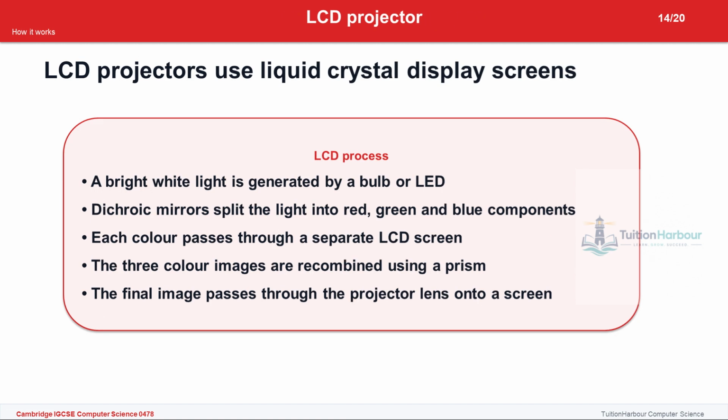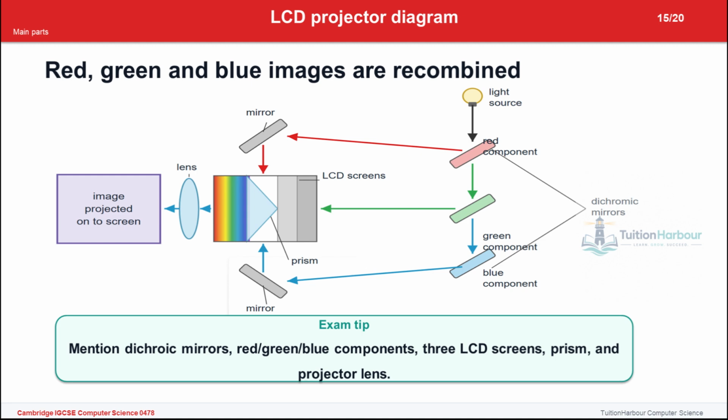How an LCD projector works. An LCD projector creates a bright white light using a bulb or LED. Dichroic mirrors divide the light into red, green, and blue components. Each color passes through a separate LCD screen. LCD projector diagram.